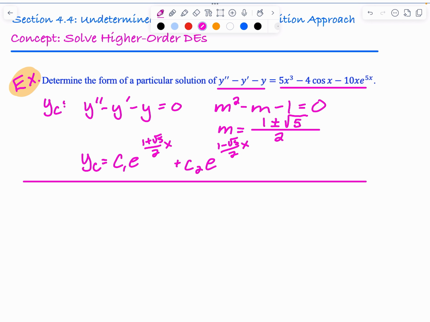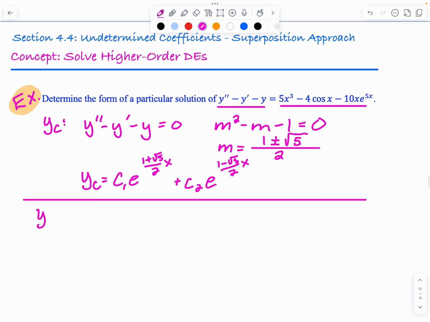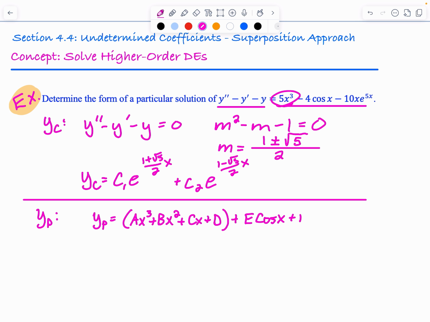So looking at this, if I'm going to come up with a guess for my particular solution, I have a couple things going on here. I see that I have a cubic function. I don't have to worry about creating anything bigger than the cubic function because the cubic doesn't come out of these at all. So I'm just going to do ax cubed plus bx squared plus cx plus d, which I'm not totally stoked about because that makes the problem pretty long. I also see a cosine, so I'm going to get e cosine x plus f sine x. That comes from that function.